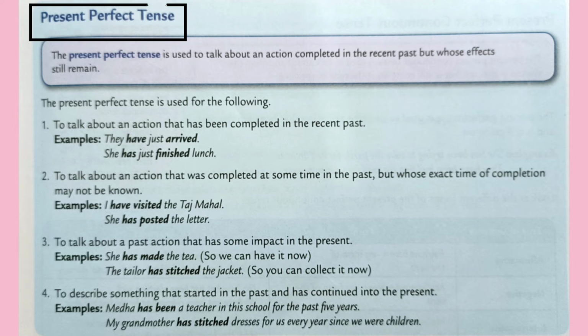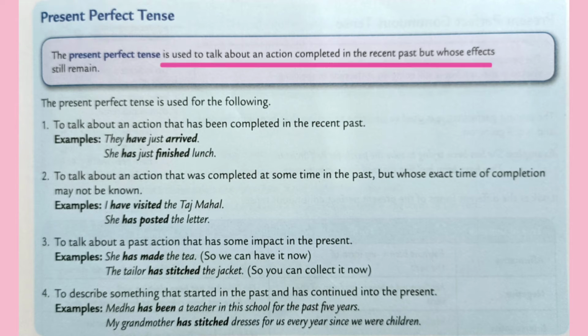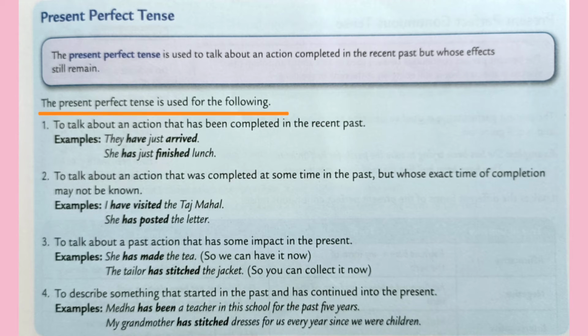Next, we have present perfect tense. It is used to talk about an action completed in the recent past but whose effects still remain. The present perfect tense is used for the following. First, to talk about an action that has been completed in the recent past. For example, they have just arrived. Here we can see that the action of them arriving has just completed.